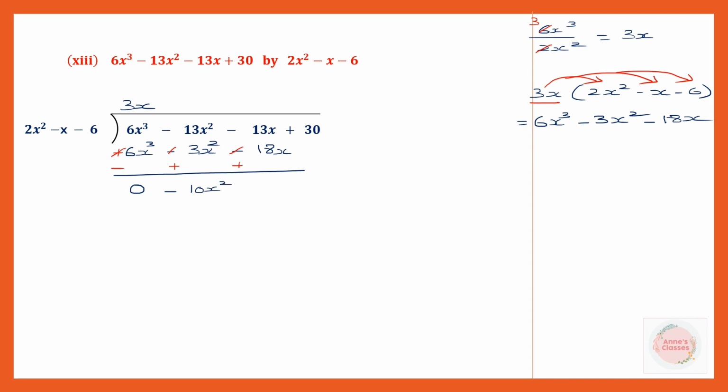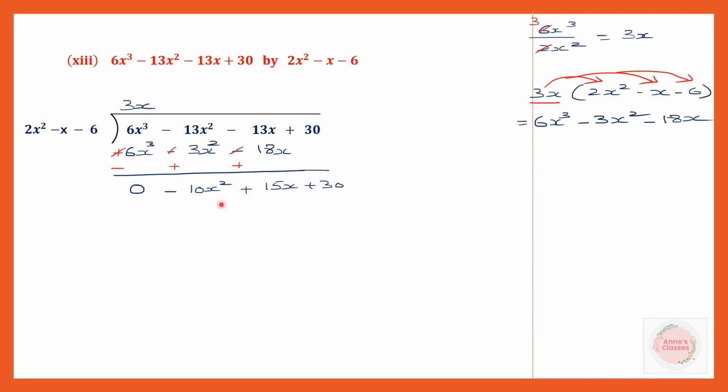Now let's go to the next one here. Here also signs are different. We put the sign of the bigger number, that's plus, and we subtract. So 18 minus 13 is 15, 15x, and we bring down the next term, that is 30. So this is a new dividend.